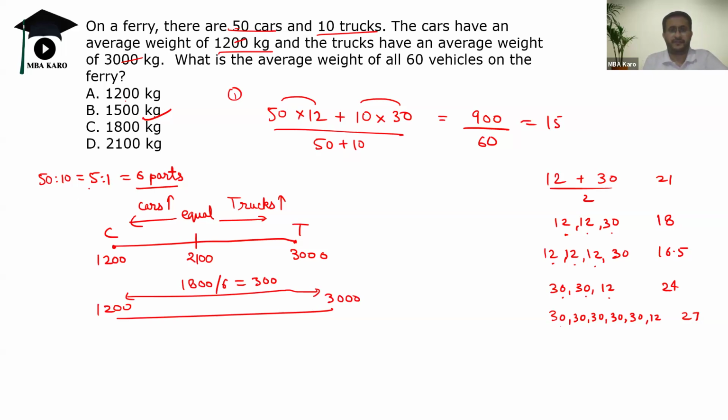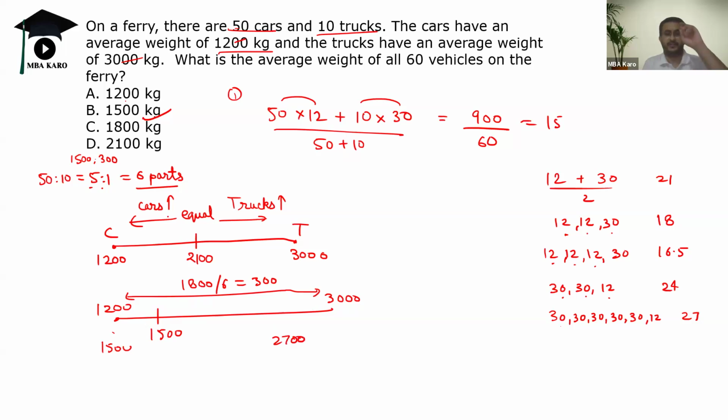Now we need to get 5 ratio 1. So that means it is 1500 and 300. Okay. You can look from any point, not necessary from car or from truck. So we need to see 300 or 1500. So if you add 300 to it, we will get 1500. If you add 1500 to it, we will get 2700.